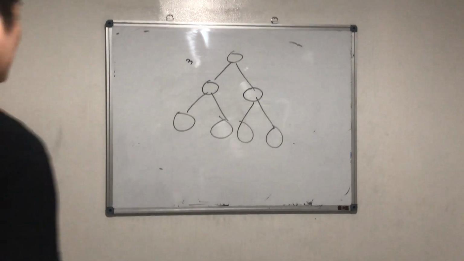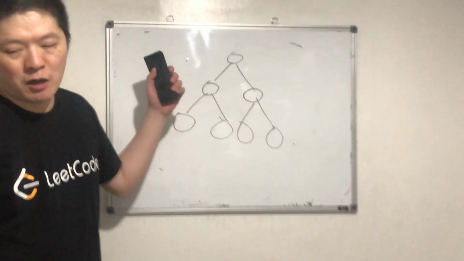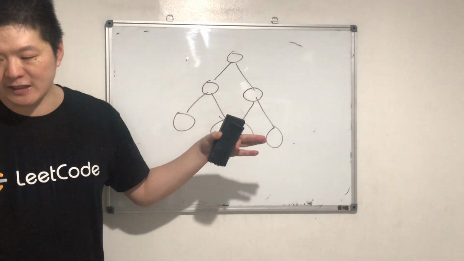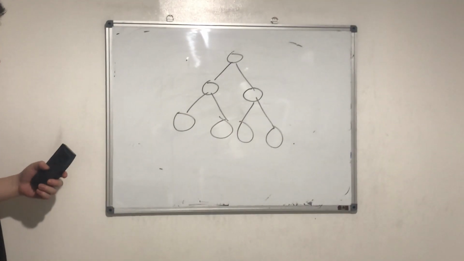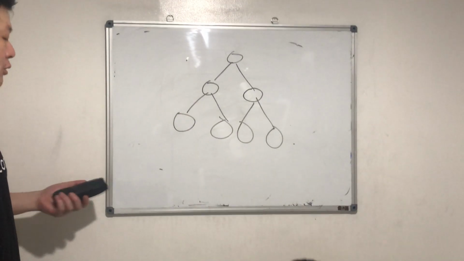Any thoughts would be nice. So how? Yeah, level by level. But how are we validating? We're checking level by level. Yeah. Then how do we check level by level?